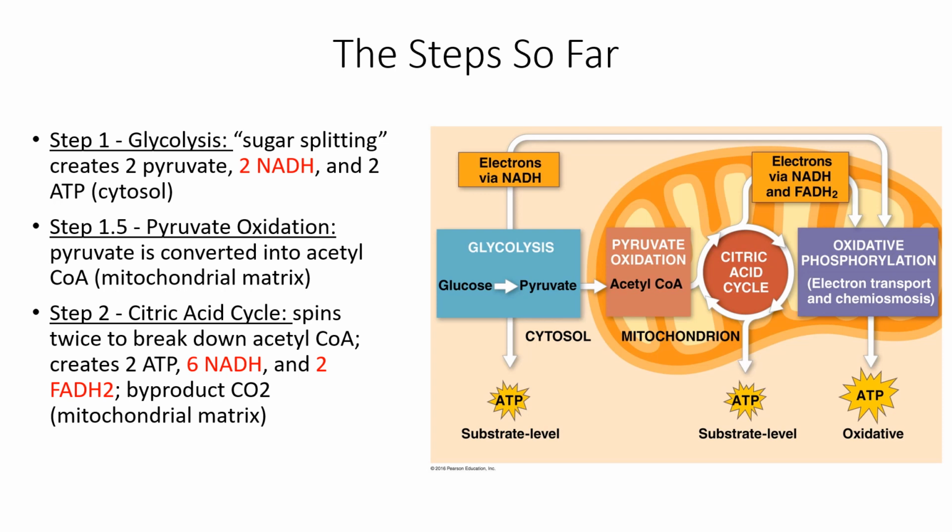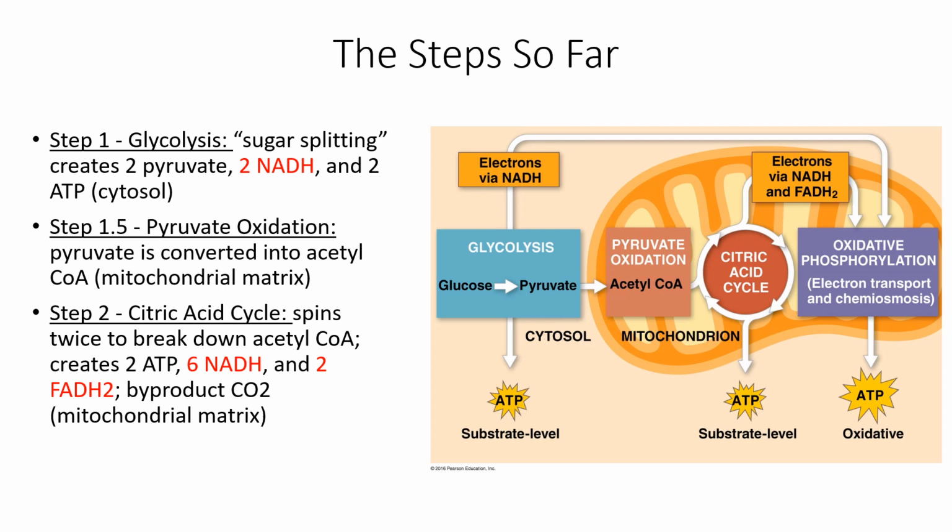The next step I've labeled as step 1.5 because it's a little half step. It is pyruvate oxidation, where we have now moved into the mitochondrial matrix. This is where we take the pyruvate that we've created from glycolysis and convert it into acetyl-CoA, which is a coenzyme. This is going to be important for the next step.